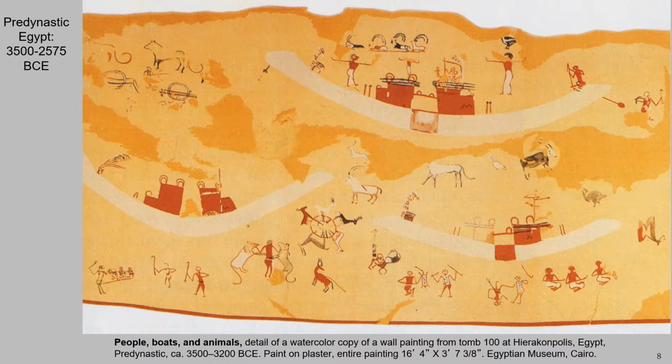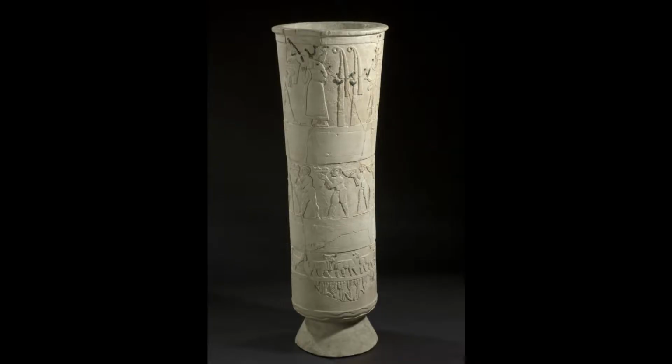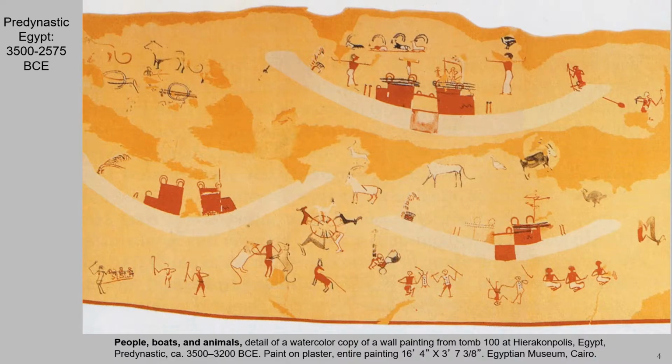This is a reconstruction, a watercolor reconstruction of a tomb painting from a tomb of an early Egyptian leader. And what you are looking at is something that should appear familiar to you. This looks very similar to Sumerian art. In fact, this is contemporary to a lot of the Sumerian art that you have already seen. If you remember the Warka vase, which is around 3200 or so BCE, so this is contemporary with that object.